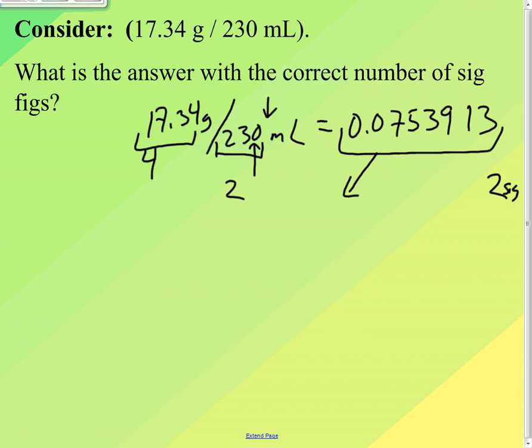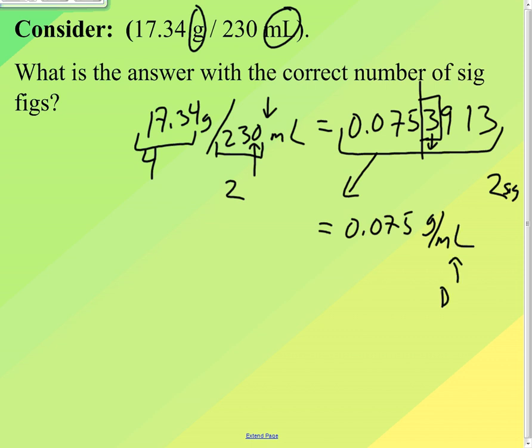I have to round it. I have to round this 3, right? Is that higher than 5 or lower than 5? Well, that 3 is lower than 5, so that means my answer is 0.07, and I round down. 5 is where we stop. And then I have to look at my units. Grams per milliliter. Hey, what else is grams per milliliter? This looks like a density measurement. That's exactly what it is. So my answer is 0.075 grams per milliliter.